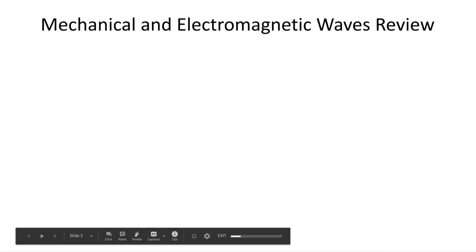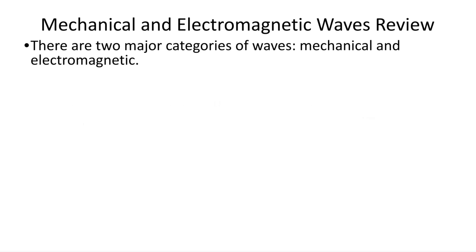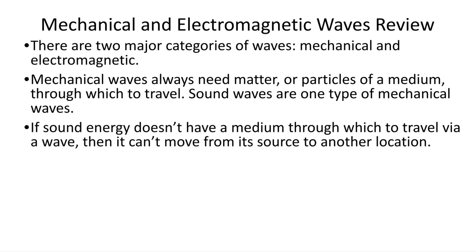Okay, so before we get started, we're going to review what we learned last week, the difference between mechanical and electromagnetic waves. There's two major categories of waves, mechanical and electromagnetic. Mechanical waves always need matter or particles of a medium through which to travel. Sound waves are just one type of mechanical wave.